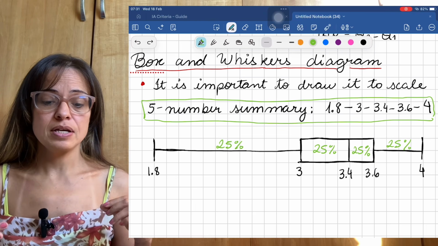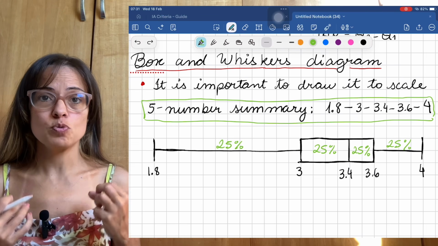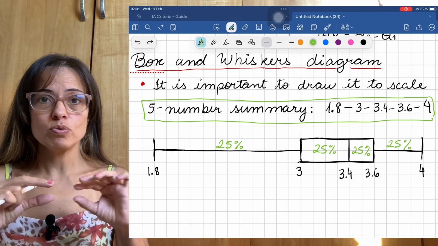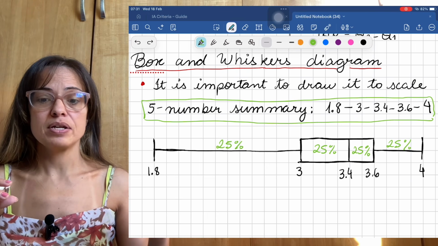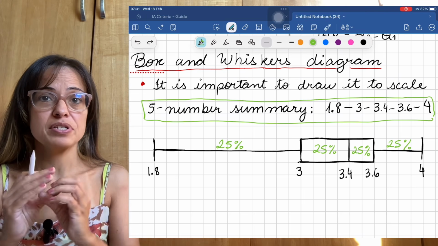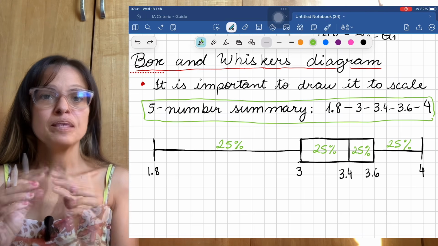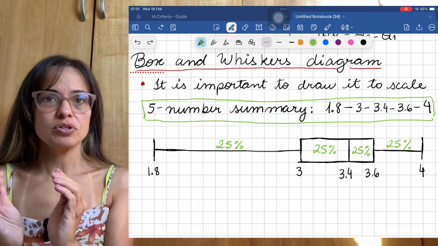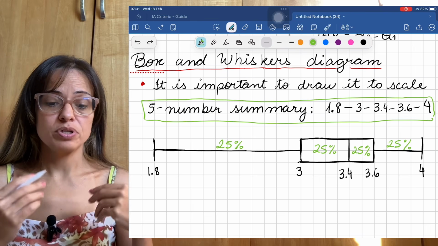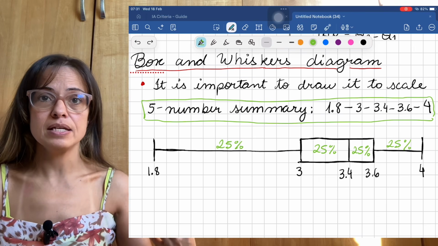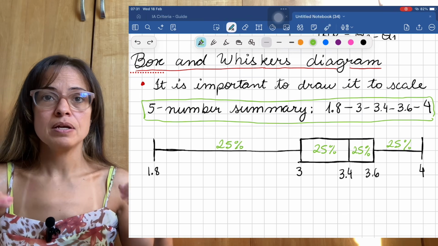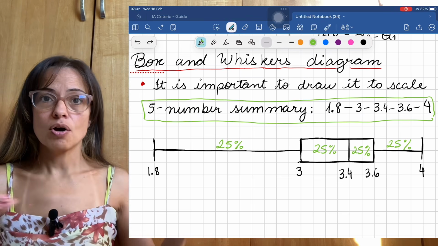And what this thing is highlighting is exactly the dispersion. The 25% that looks wider is because those points are more spread out around that interval. In the small box that has the same amount of numbers as the wide whisker, that just means that those numbers are closer to each other. That's why they take up less space. And that is why it is important to draw this thing to scale so that we can see the thing that we want to see, which is how the dispersion is happening in different areas of the data set.